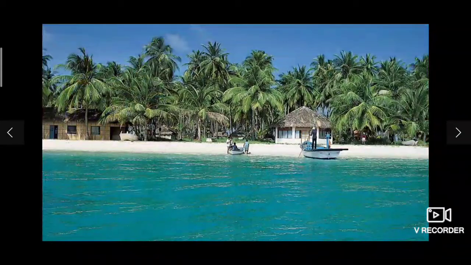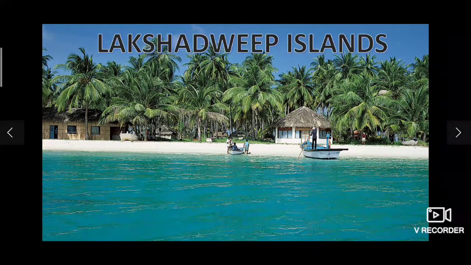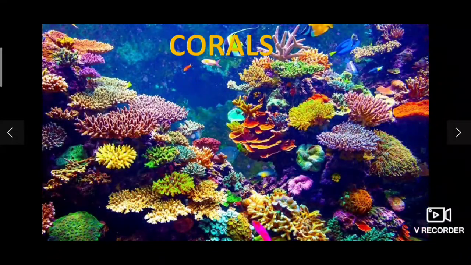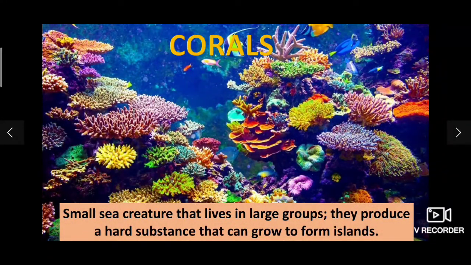Islands located near the Malabar coast in the Arabian Sea are known as Lakshadweep Islands. They form the smallest union territory of India. They are small coral islands. And what are corals? Corals are hard substances that are formed at the bottom of the sea from the bones of very small sea creatures.